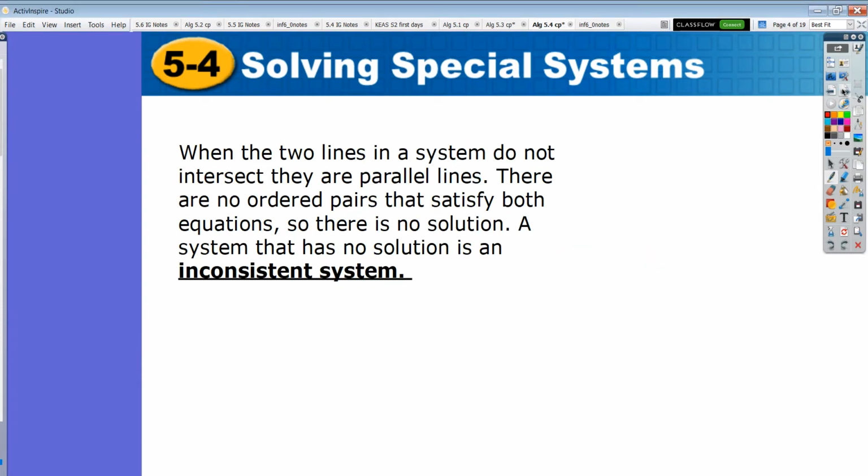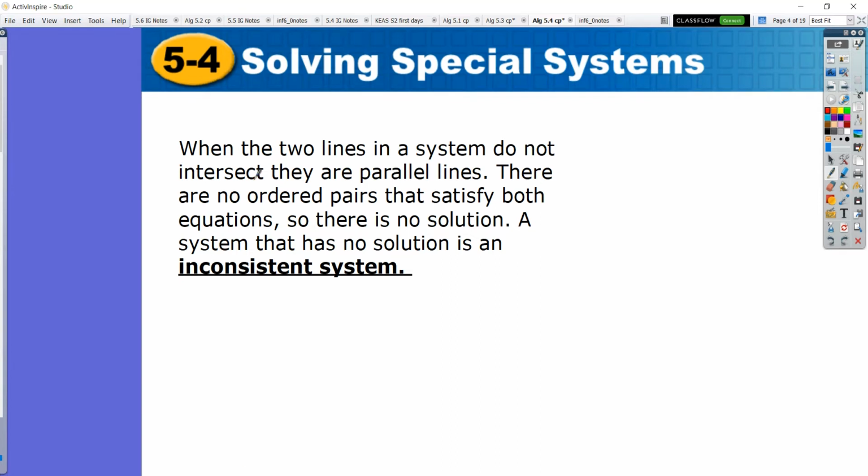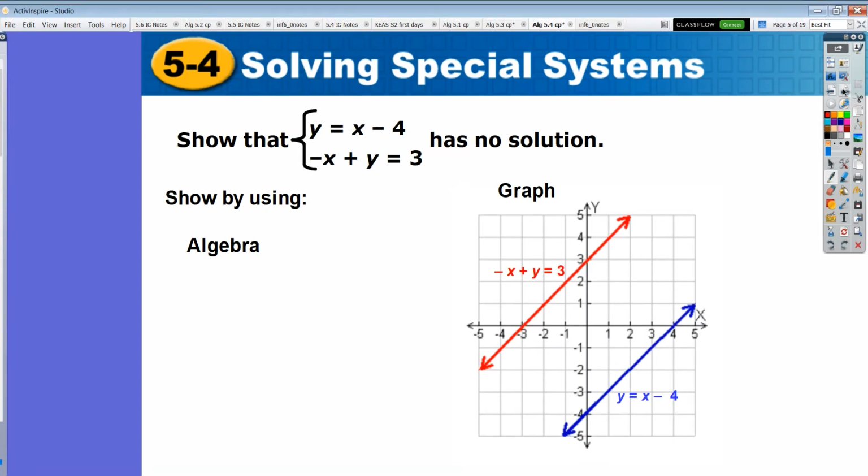Okay, the first one we're going to take a look at is when two lines in a system do not intersect. Okay, so that means we have parallel lines. All right, so that means that these lines are never going to cross, so there is no solution when we have parallel lines. We call that an inconsistent system. All right, that's what happens when we have parallel lines. Okay, so we'll take a look at an example of this.